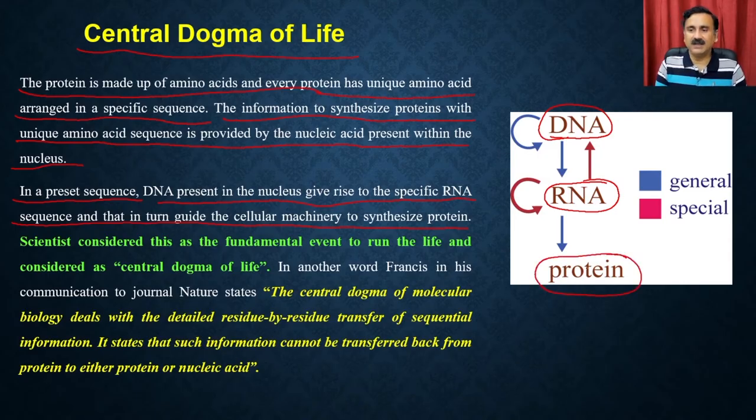That's why, if you want to have the proteins, you first have to synthesize the RNA, and then you have to synthesize the DNA, right? Which means it has to first synthesize the RNA from the DNA, and then from the RNA it is going to synthesize the protein. Scientists consider this the fundamental event to run life and call it the central dogma of life, which means it is going to be the central theme of any kind of life-related activities.